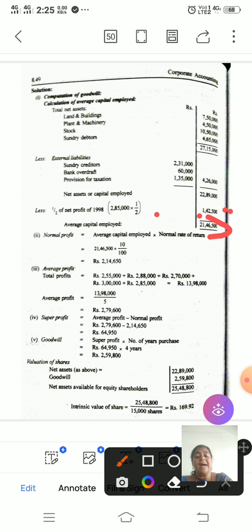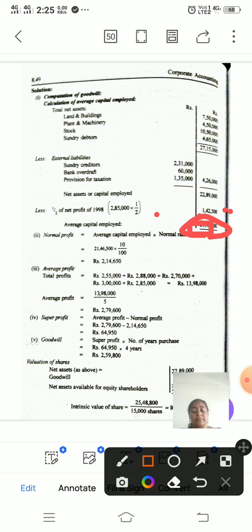So the current average capital employed is the net amount we have to calculate. Once again, the average capital employed is 21,46,500. Now we have to calculate the normal profit.